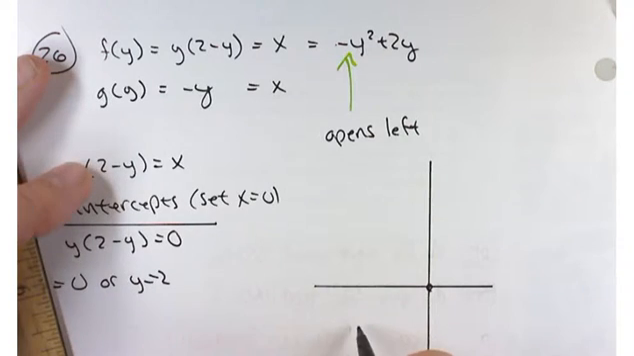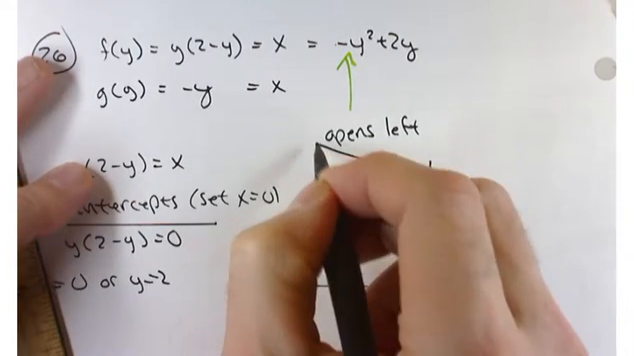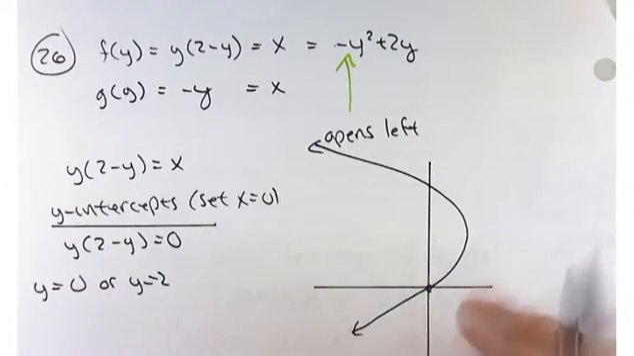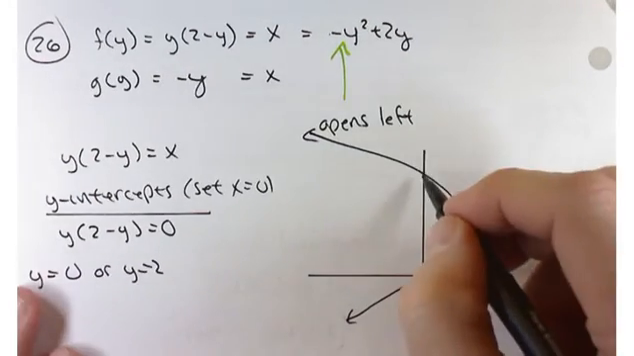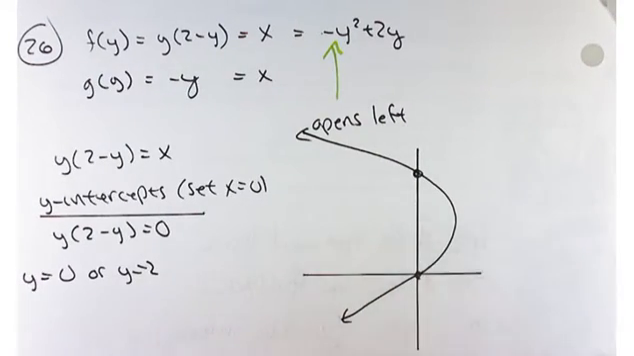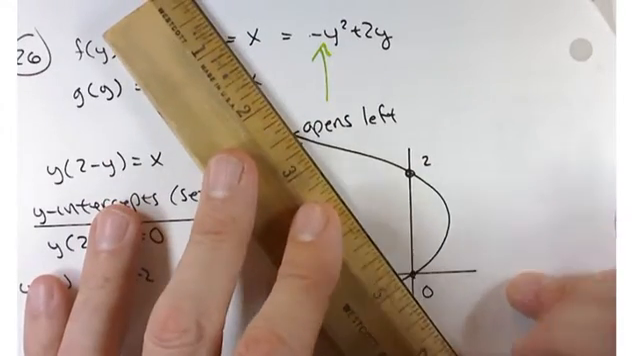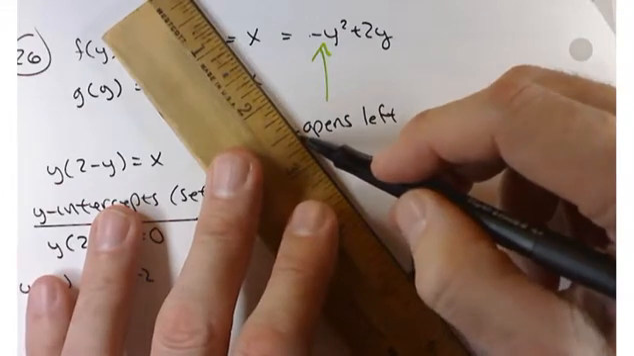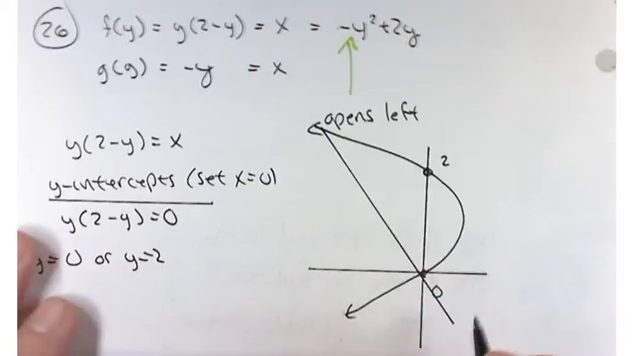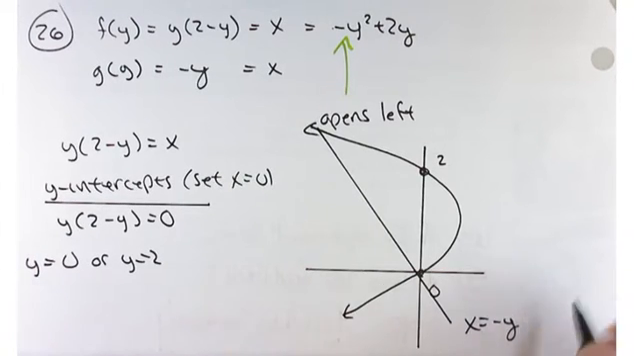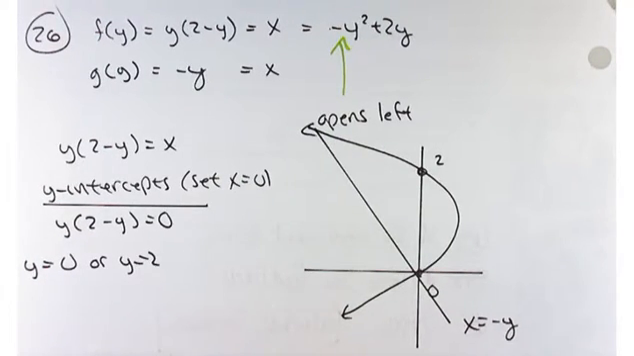Now this isn't necessarily supposed to be really wonderfully accurate or anything like that. So here's 0, here's 2, opens to the left. And then we remember that we have this function here, which is x equals -y. Fortunately for us, that graph encloses a region. We could try and find the area of that region between those two curves.